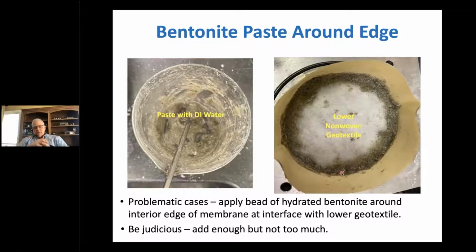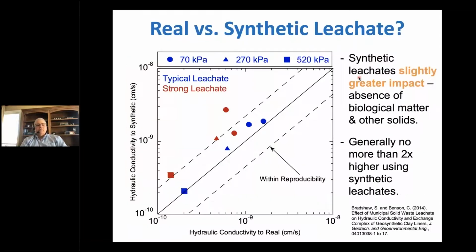There's a delicate trick to doing this. And this one's a little bit messy here, shown in the slide. You want to have enough bentonite around the edge, but not too much. You want to be judicious. Just have enough around the edge to form a good seal. And it takes some practice, and it's always easier said than done. But creating this little bentonite paste around the edge can do a lot to eliminate sidewall leakage.